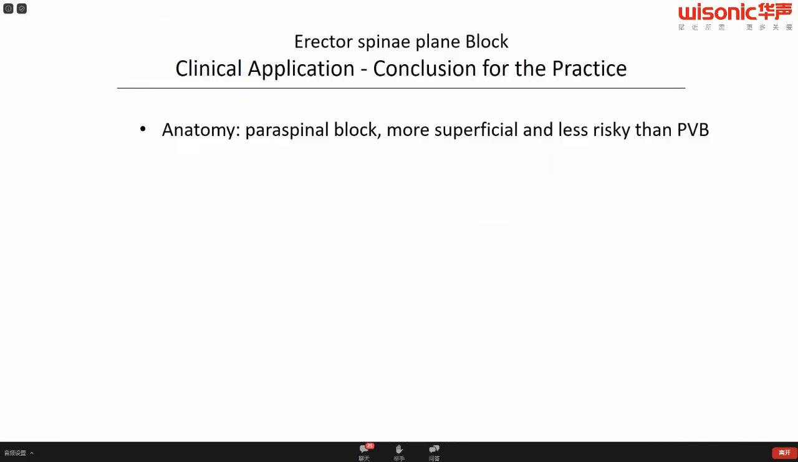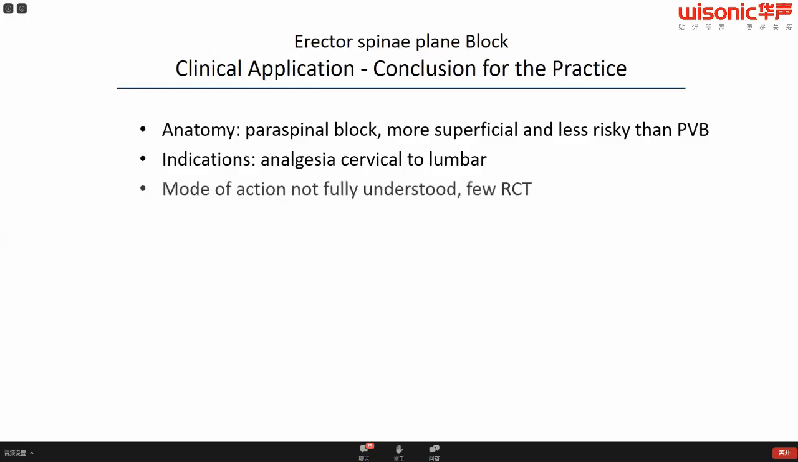What are the clinical applications and the conclusion for the practice? The erector spinae plane block is a kind of paraspinal block, which is performed superficially and therefore is less risky than a paravertebral block. Indications are all procedures where analgesia is needed from the cervical to the lumbar area. The mode of action is not yet fully understood, and we only have a few randomized controlled studies.